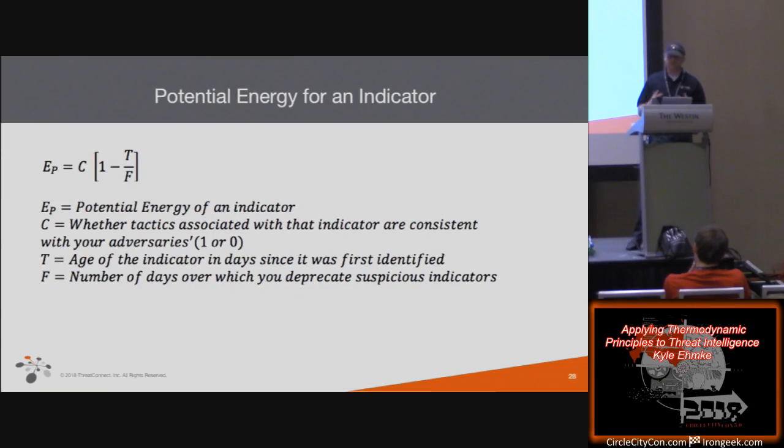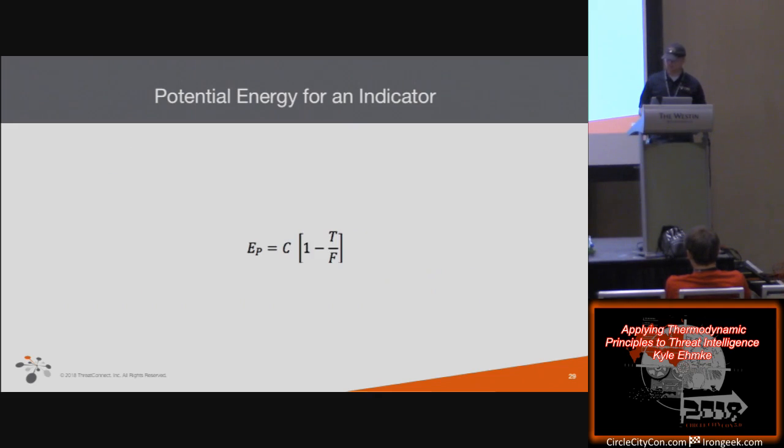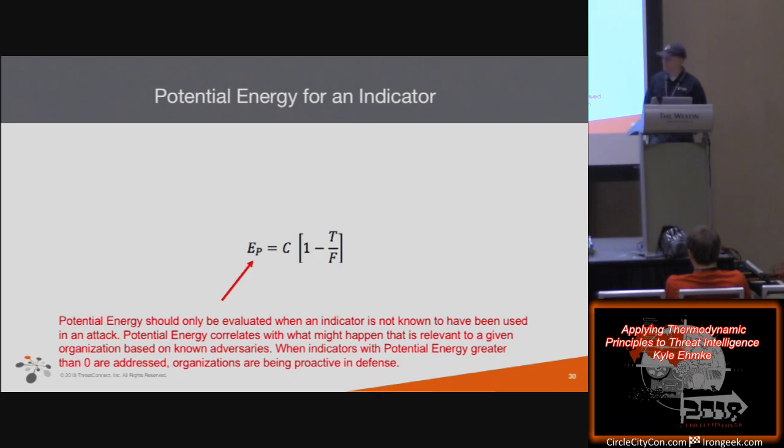So here's our equation for potential energy. The important variable here is C, which is whether the tactics associated with a given indicator are consistent with your adversary's tactics. So we'll break down this one a little bit more.